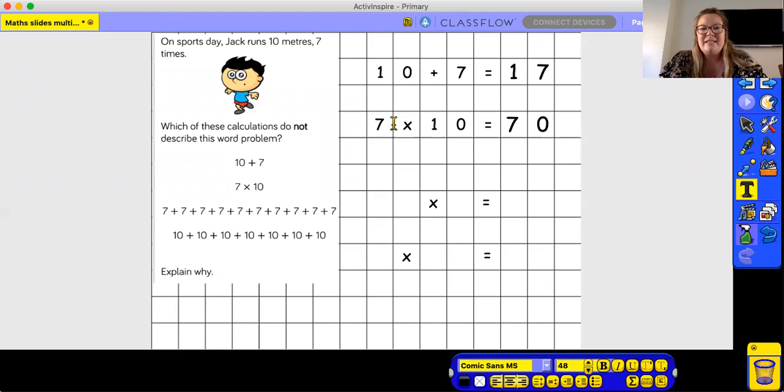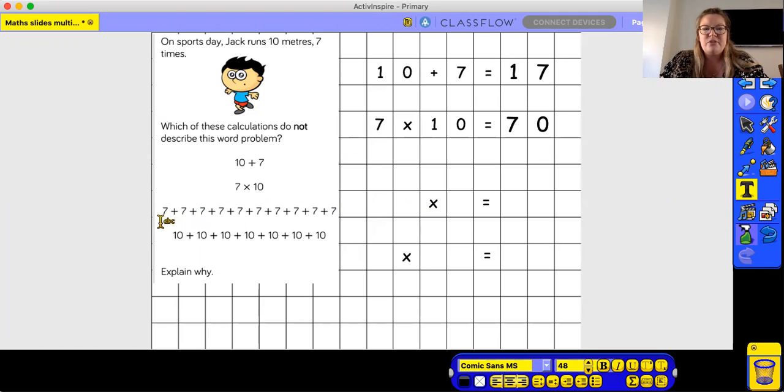Well done, you're right. It's 7 lots of 10. He ran 7 times at 10 metres, that makes it 70. Okay, for the next two, rather than writing out all of this, we can always write it into a multiplication. Now, you're really good at this now.